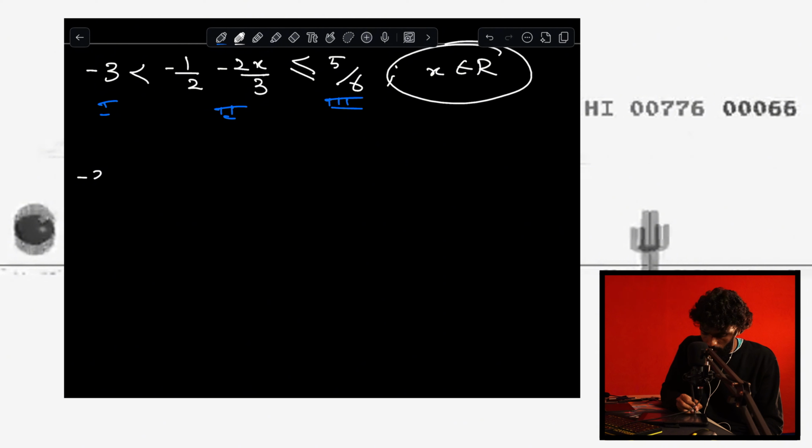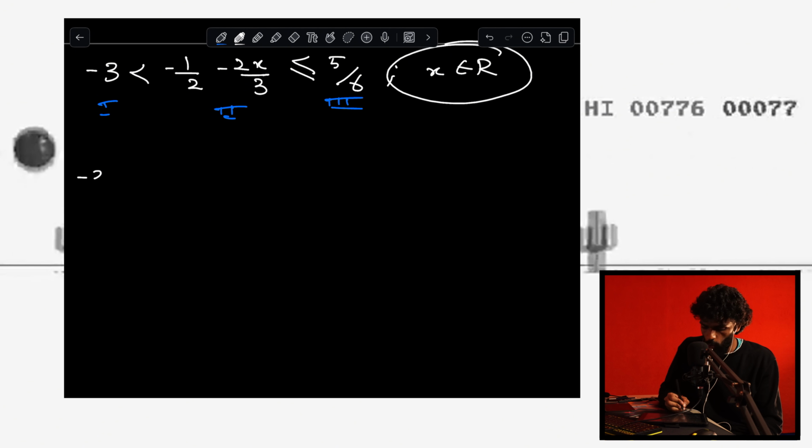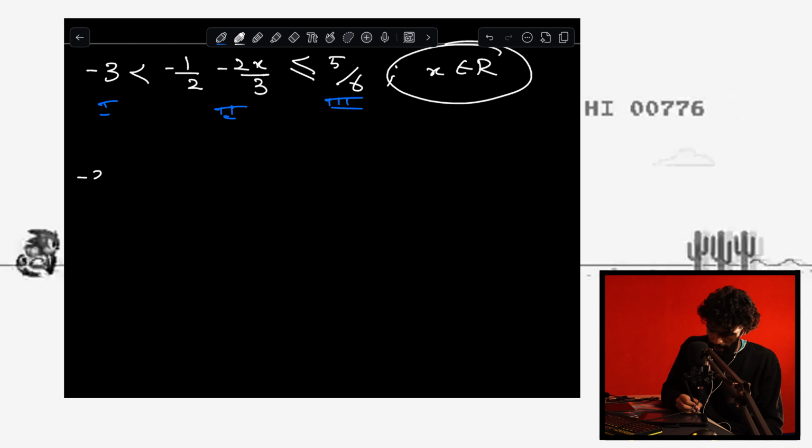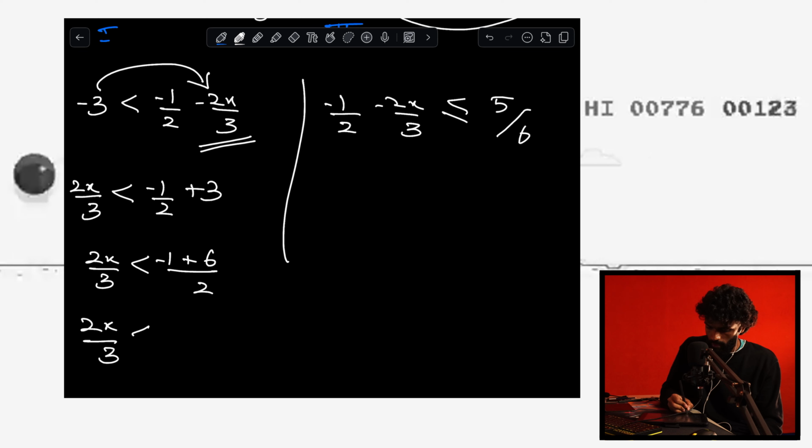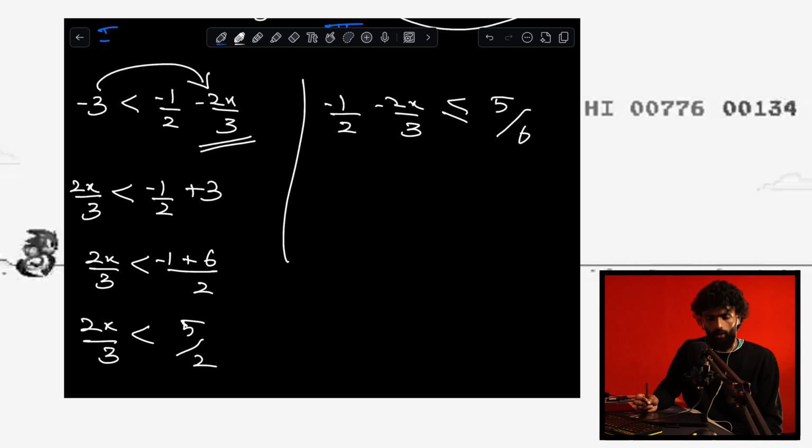So 2x by 3 remains as it is. On the right side, I can see 2 as LCM. Minus 1 as it is, plus 3 into 2 gives you 6. So on simplification, I get the left hand side as it is, and the right becomes 5 by 2. What else can be done here?